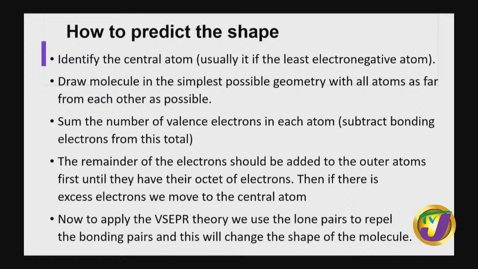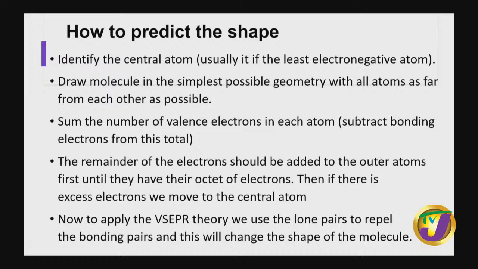Now, let's get into the steps on how to predict the shapes of molecules. The first thing that we should do, and you should write this down, this will be repeated on One Spot Media as well as YouTube, so you can either take a picture of the screen, write it down fast if you can do that, or rewatch it on YouTube, pause the video, and write down the steps. The first step says identify the central atom, and the central atom is usually the least electronegative element.